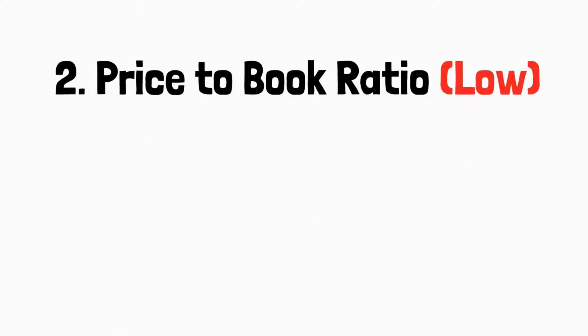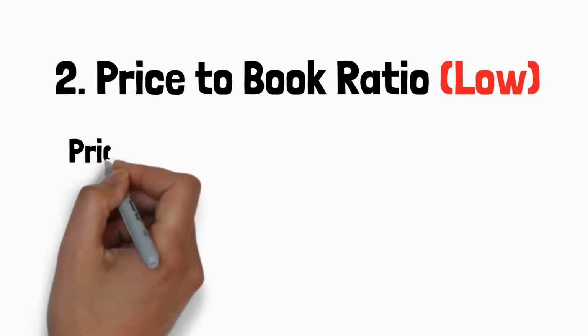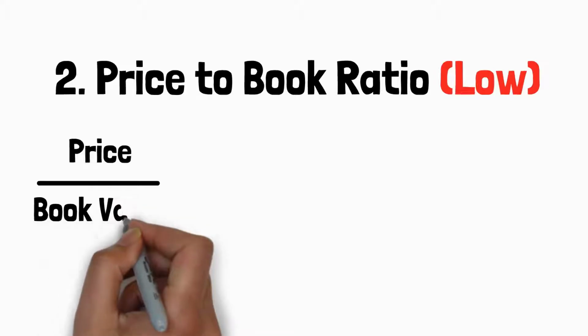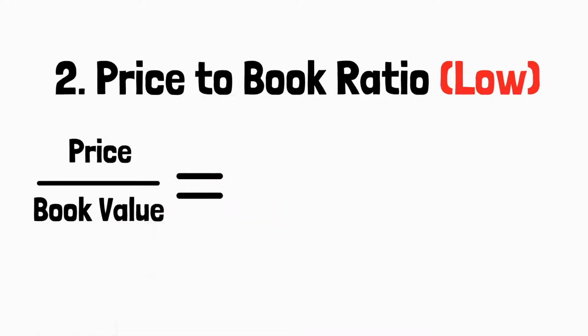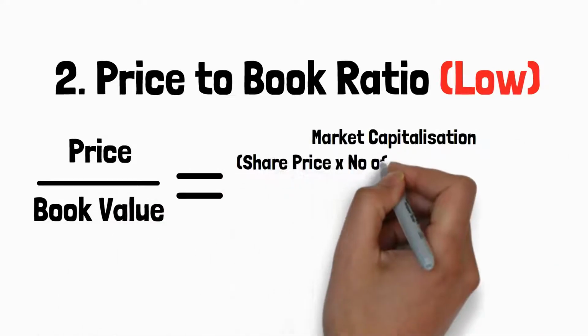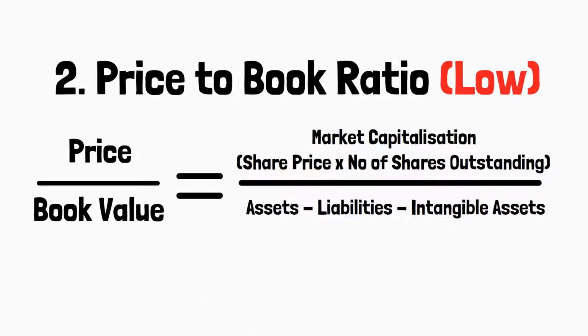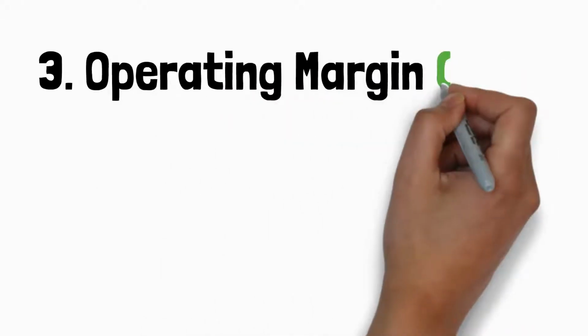The next important ratio is price to book. This ratio measures a company's market value against what it actually owns in equity. Price to book ratio is the market capitalization divided by the total assets minus total liabilities minus intangible assets. This ratio tells us if the business was to go bust, how much would we recover from selling its assets? And again, the lower the value, the better.